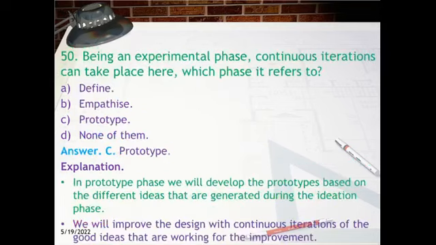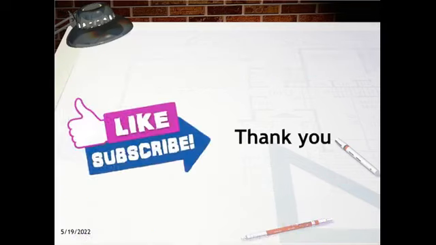50. Being an experimental phase, continuous iterations can take place here. Which phase it refers to? Define. Empathize. Prototype. None of them. Answer. C. Prototype. Explanation. In prototype phase we will develop the prototypes based on the different ideas that are generated during the ideation phase. We will improve the design with continuous iterations of the good ideas that are working for the improvement.